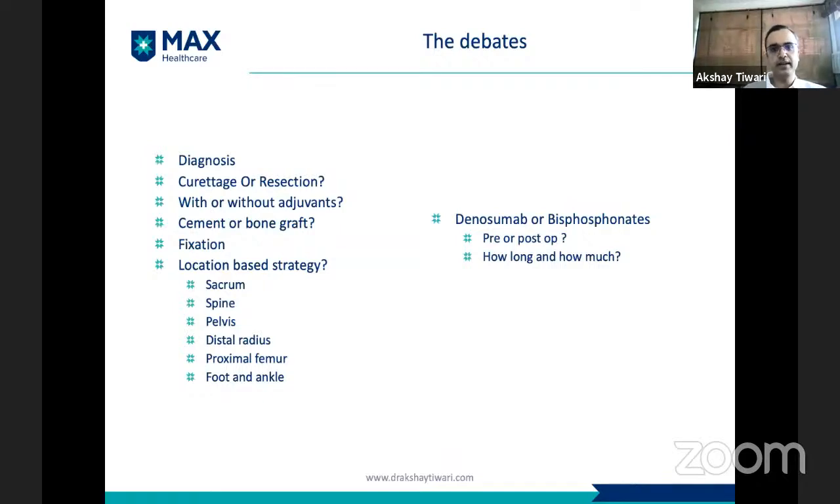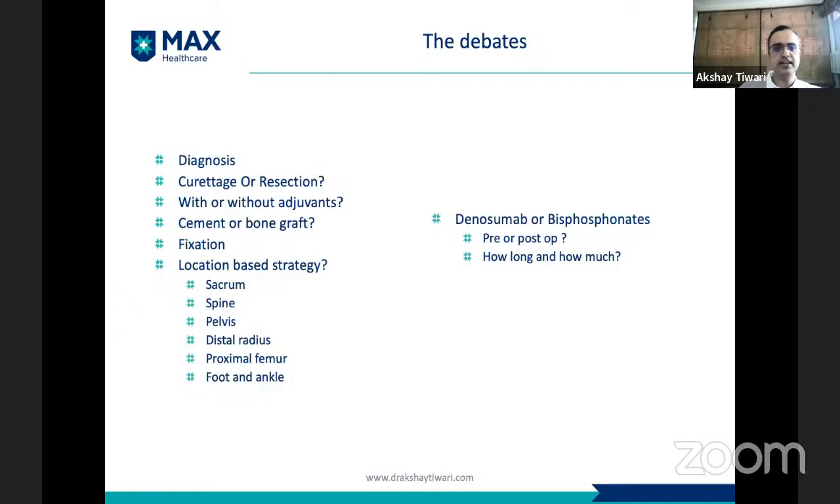So let us look at the debates that one gets confronted with when looking at giant cell tumor of bone, starting right from the diagnosis, whether to curette it or resect, whether with or without adjuvants, whether to cement or to fill it with bone graft, whether to fix or not, whether to have a location-based strategy when trying to treat or manage a case with a giant cell tumor. And last but definitely not the least is whether pharmacological treatment has made advances in the last two decades.